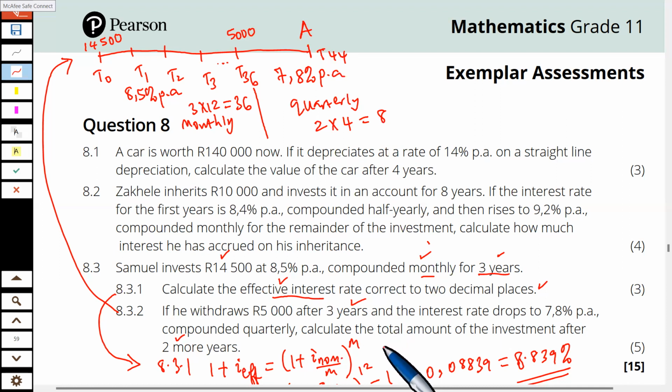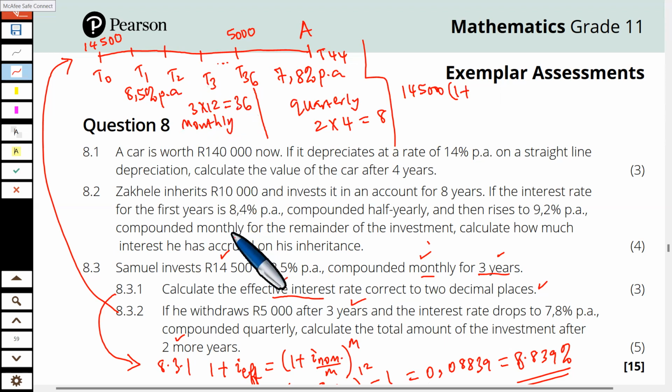So how do we actually calculate this? We do it as follows. We take the 14,500 that's being invested. It's invested for 3 years, and we're interested in knowing how much it's going to be. So this 14,500 is subjected to a rate of 8.5%. And if it is for 3 years, what is this going to be?